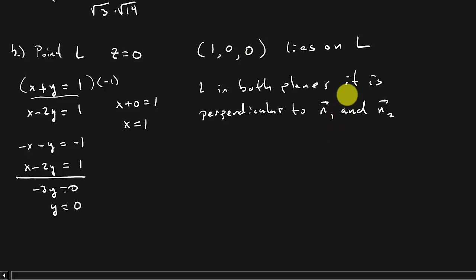Well, if L is perpendicular to these two vectors, then L is perpendicular to N1 and N2. So that means V would be perpendicular to these two as well, because V has to be parallel with L. So all we need to do is find the cross product of these, and that will give us our vector V, which is parallel with L.